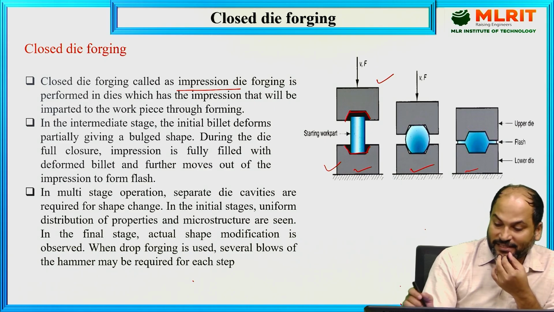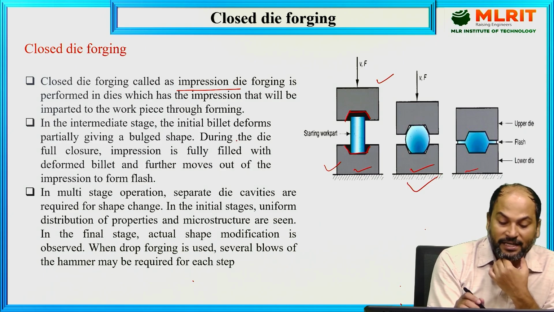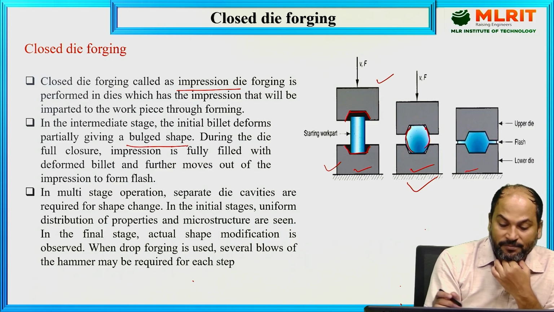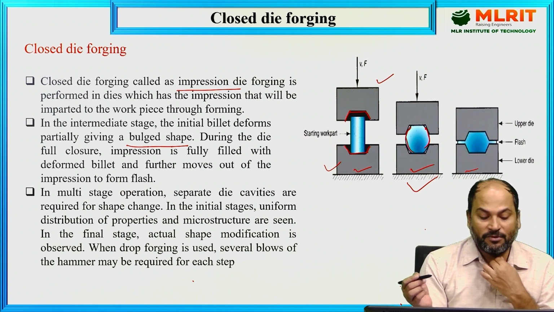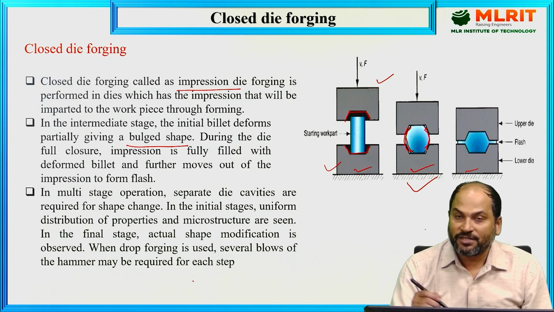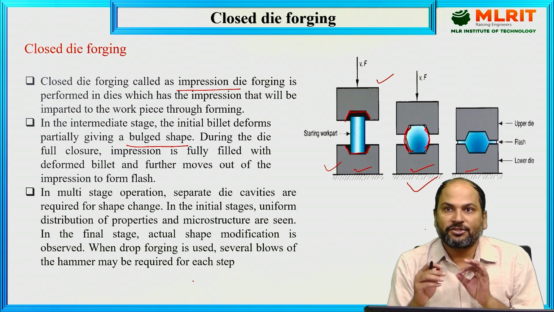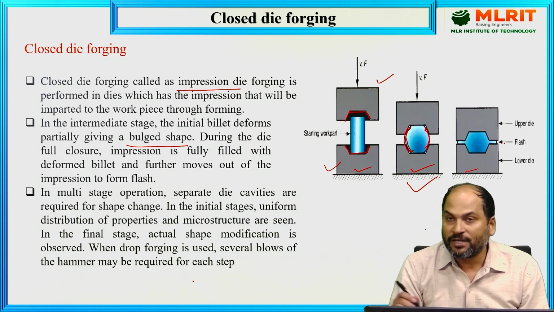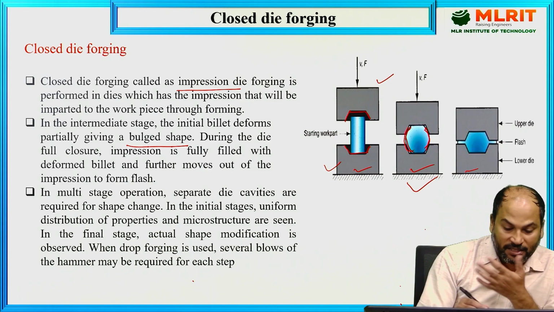In the intermediate stage, the initial billet deforms partially, giving a bulge shape. Obviously, here you can see the bulge shape. During die full closure, the impression is fully filled with the deformed billet, and further material moves beyond the impression in the form of flash. So of course there will be bulging in the intermediate stage, but finally, when the material is completely deformed, it will take the shape of the impression die. A small amount of material will appear in the form of flash, but finally the material is going to take the shape of the die.